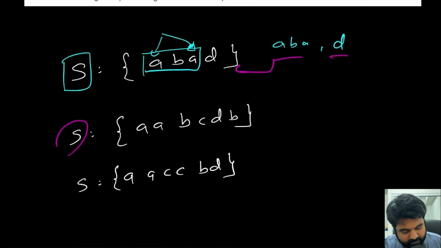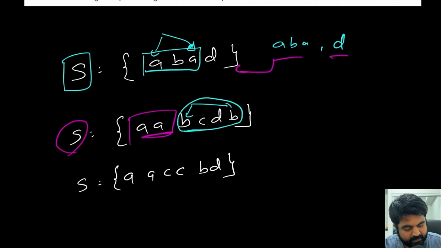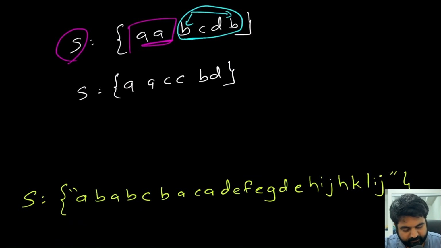Same way for this one, we can create a partition a because that would fulfill that all the characters of a are present. Then we can create a partition called b c d b because b is present over here and here, so it has to be part of the same partition. Now for this third one, we can create a partition aa, we can also create a partition cc, and then we would be creating an individual partition called b, and then there would be a partition called d, and this is what we need to return.